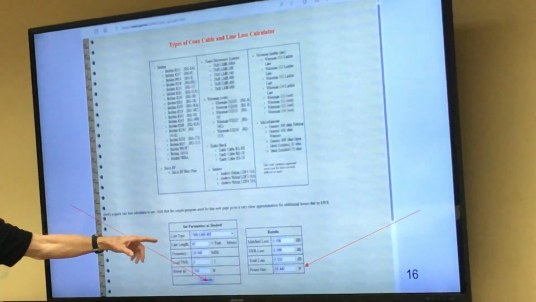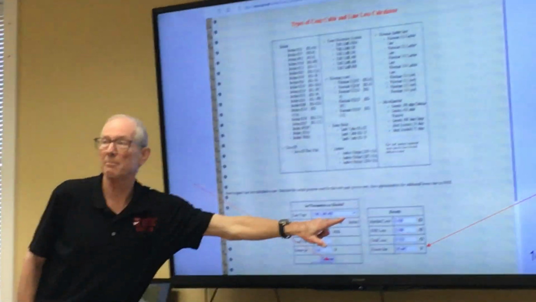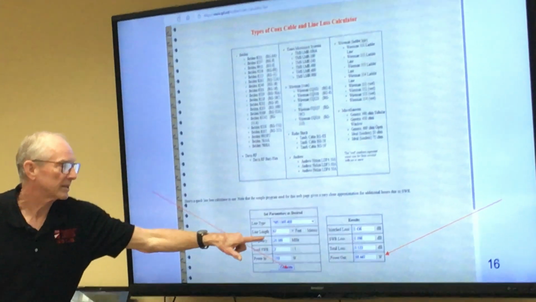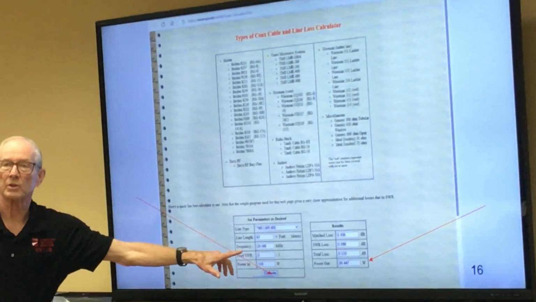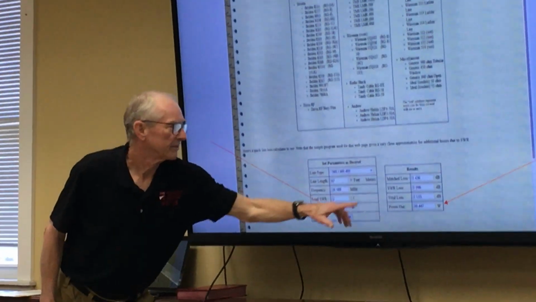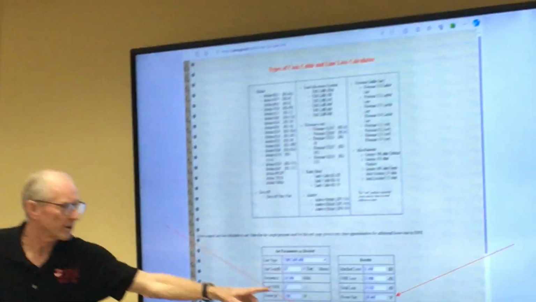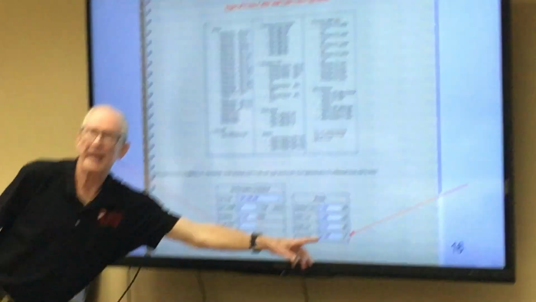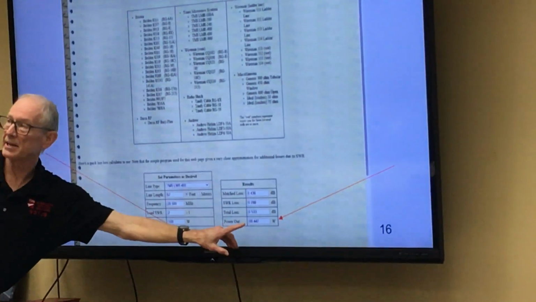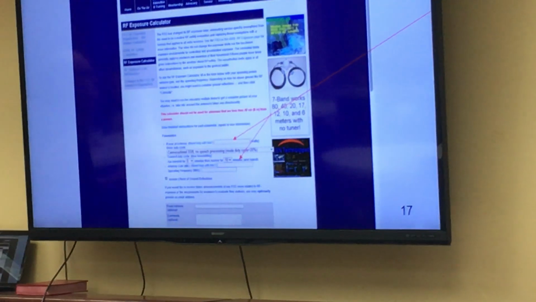So I just put in 65, and remember, make sure you pick feet and not meters, or you're going to have a wildly different answer. Pick the middle of the band, your SWR, and the power in, and you push the calculate button, and right there you'll get a wattage. That 88, I put 100, if I had this set up and put that in, I'd get 88 watts out. So back to the first screen.